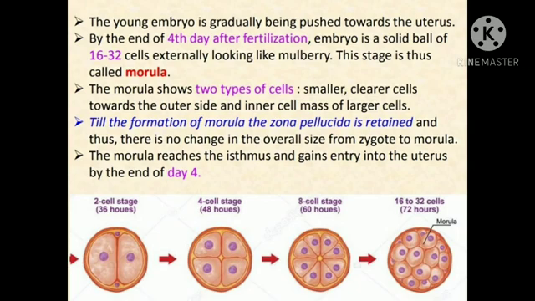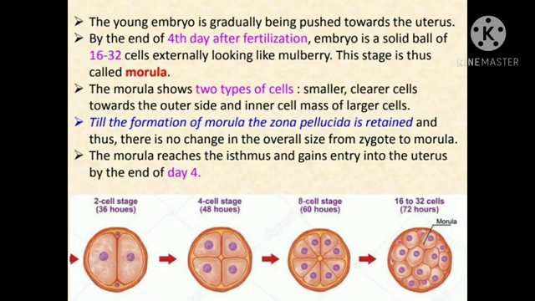This stage is thus called what? Morula. So basically, what do you mean by morula? It is a mulberry-like embryo, a solid ball-like structure which contains about 16 to 32 cells. The morula shows cells of two types: smaller, clearer cells towards the outer side, and an inner cell mass of the larger cells.